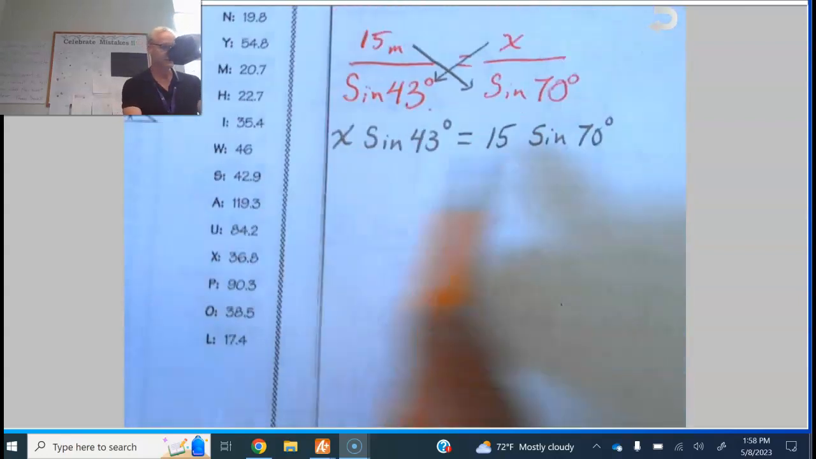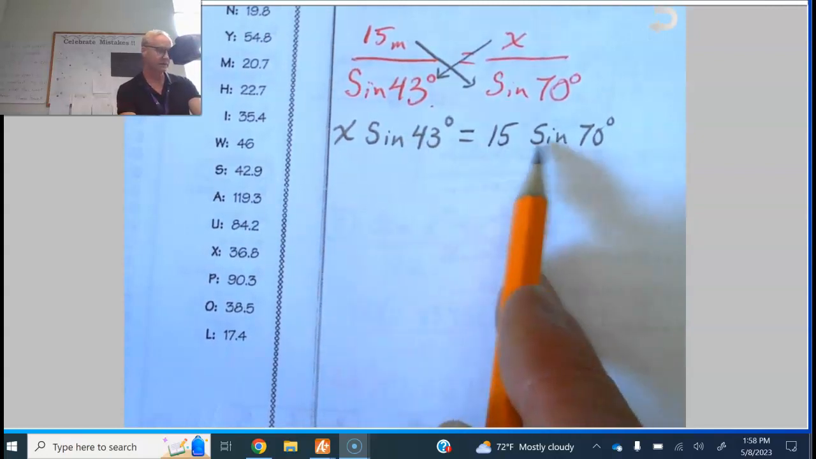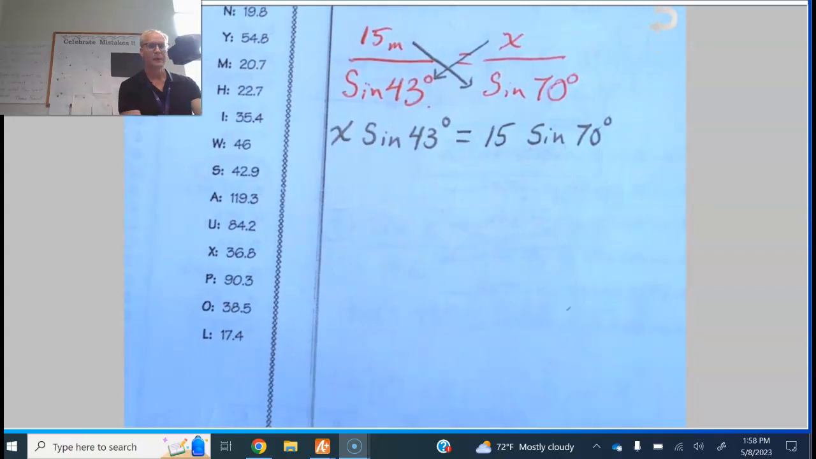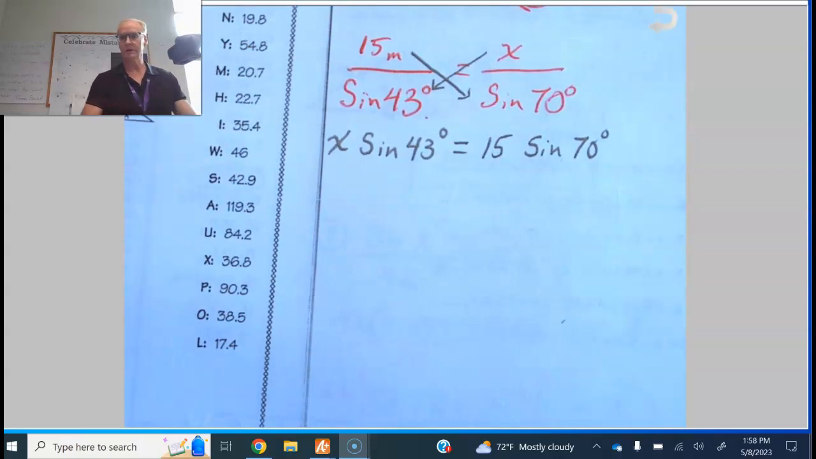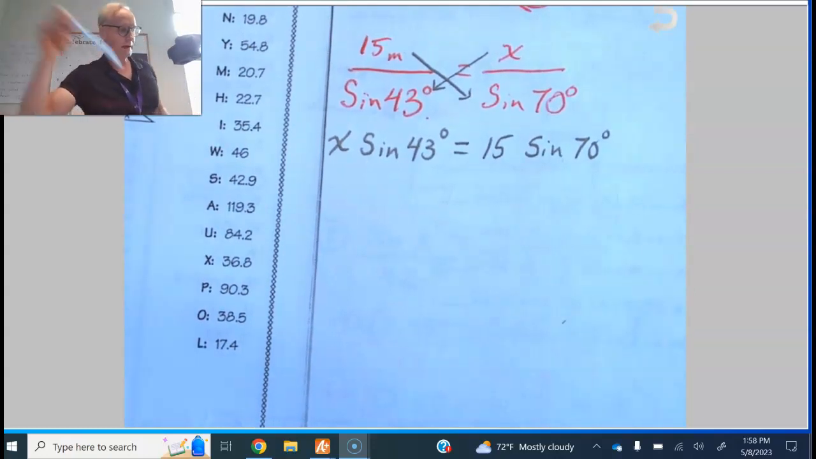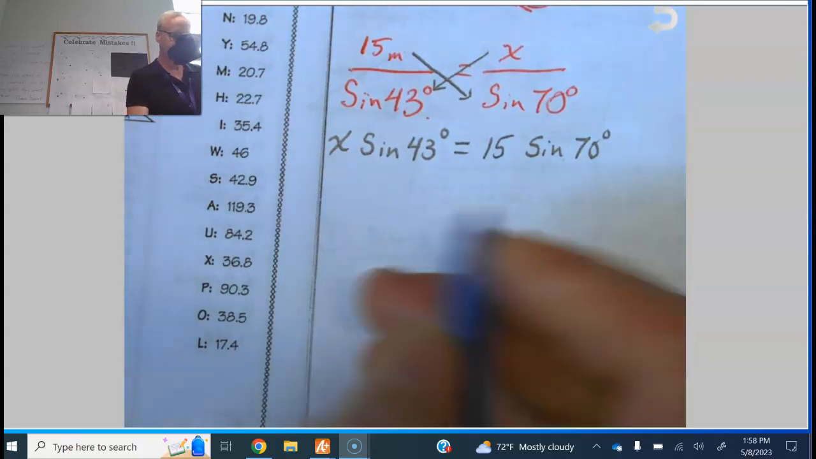Again, these are just numbers. This is just a number. It's a decimal between 0 and 1. This is a number. This is a number. They're being multiplied. I want to get x by itself. That's the whole thing here. So I'm going to divide by the sine 43 on both sides.